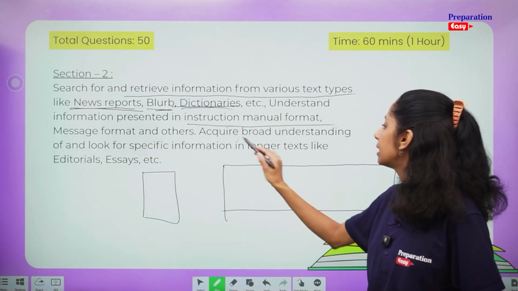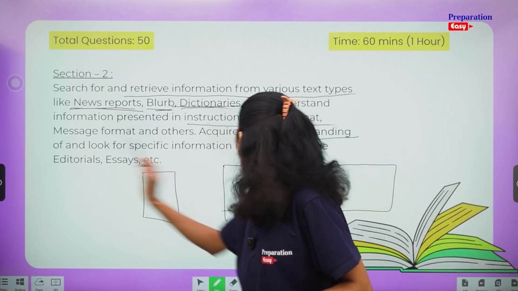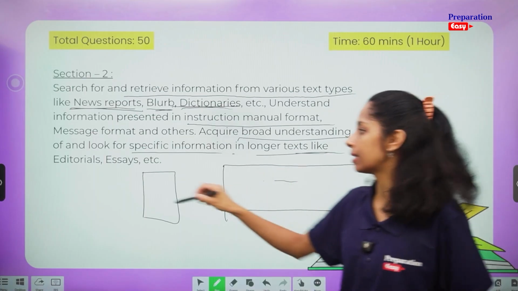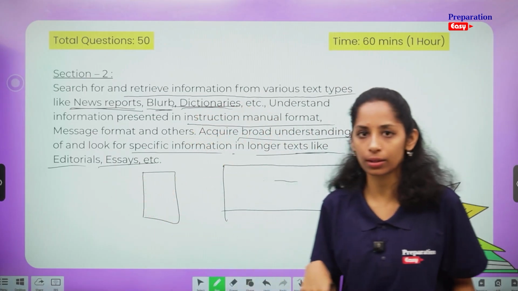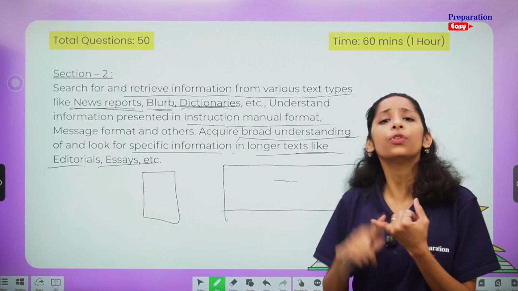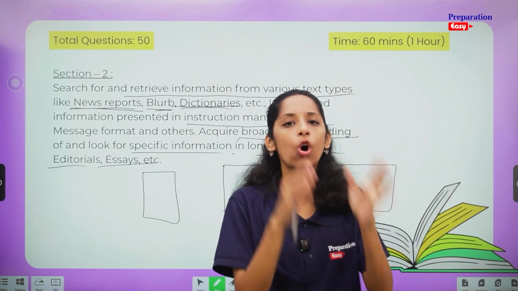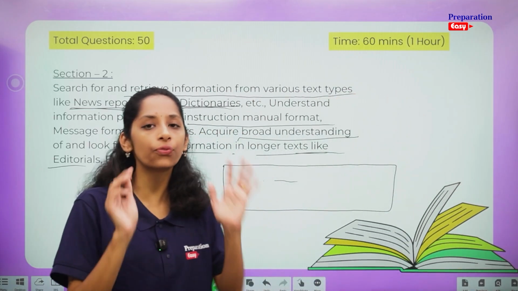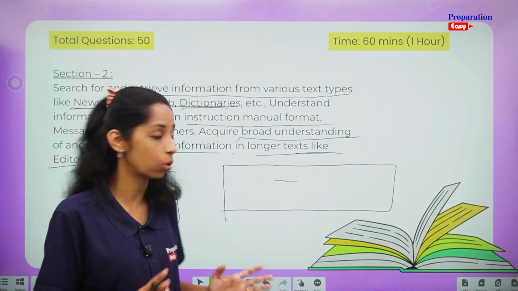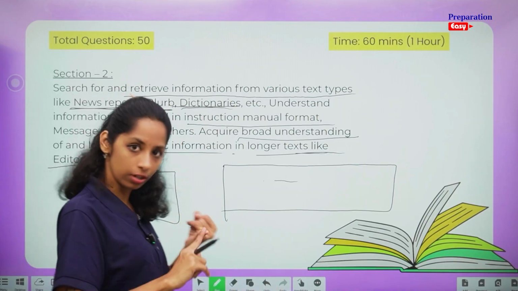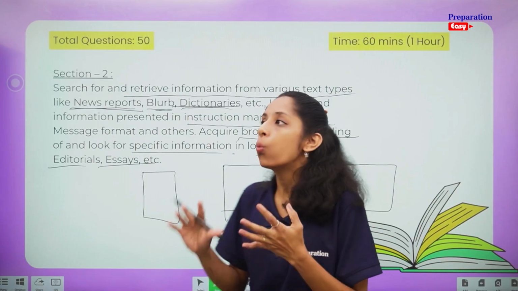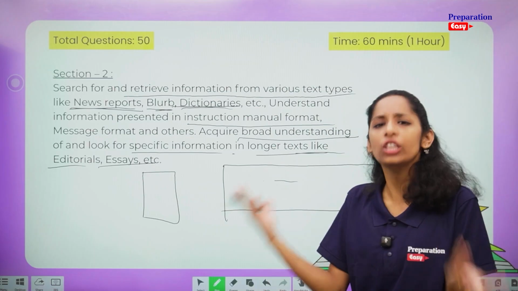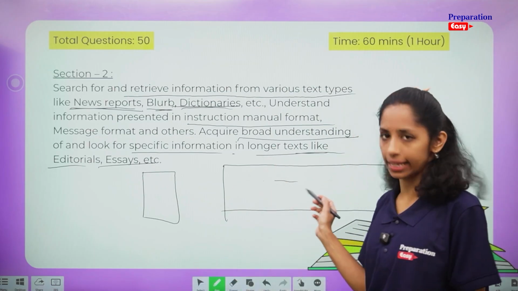Acquire broad understanding of and look for specific information in longer texts like editorials or essays. Okay, so if you read English newspapers, there is a column called editorials, and if you read editorials, you see there are different words which you are not familiar with. So we need to understand the words and the meaning of the sentences, what is mentioned in the editorials or essays, which are in lengthy form. We see they are longer texts.